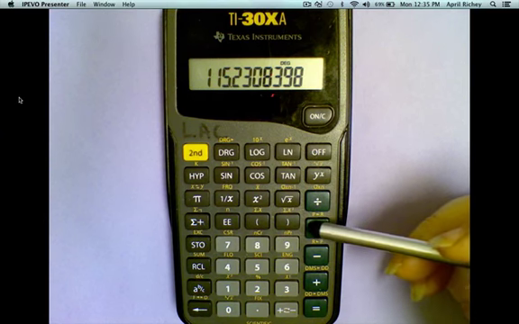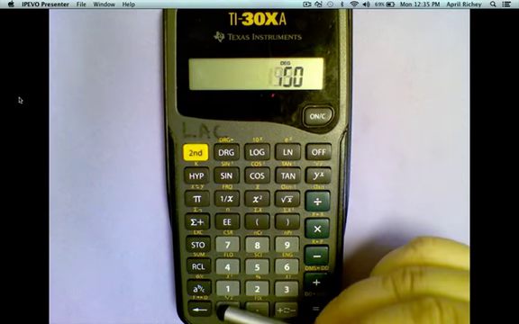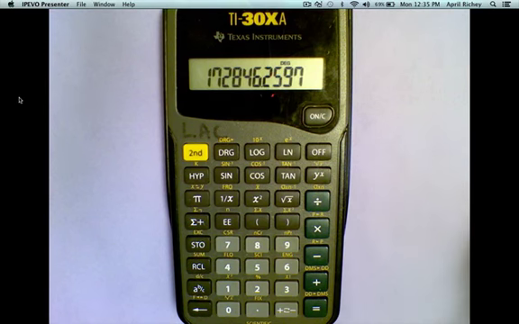And finally, I multiply this by the 1,500. And that gives me 172,846.2597, and that decimal continues on.